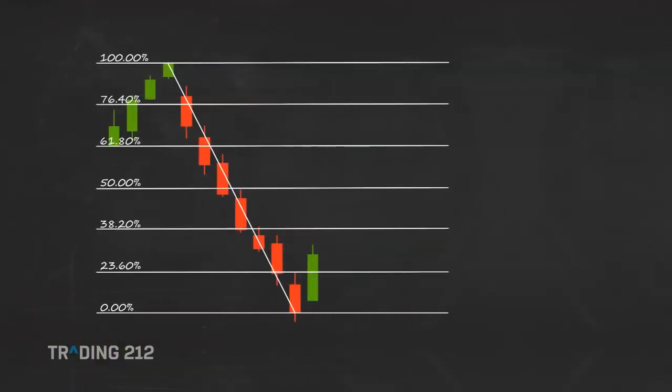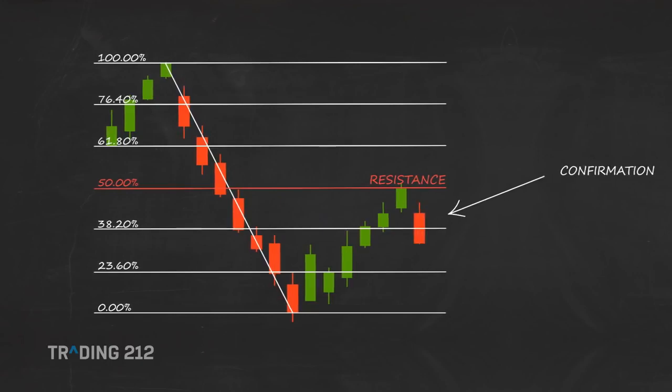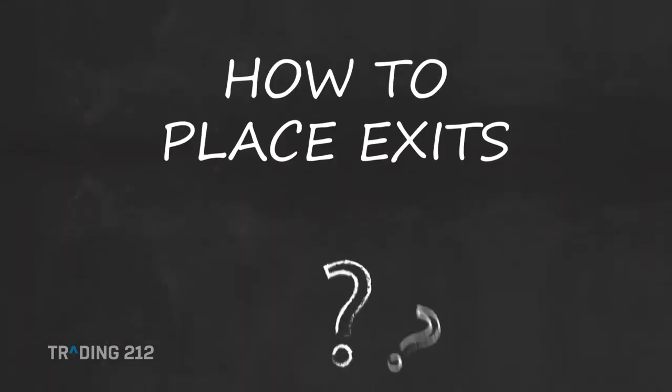How to enter in a downtrend. Likewise, for a downward trend, you can place your entry after the price has found resistance at one of the Fibonacci levels. After you wait for confirmation that the price will move back into the original downward trend, you can place your entry order. So how to place your exit?